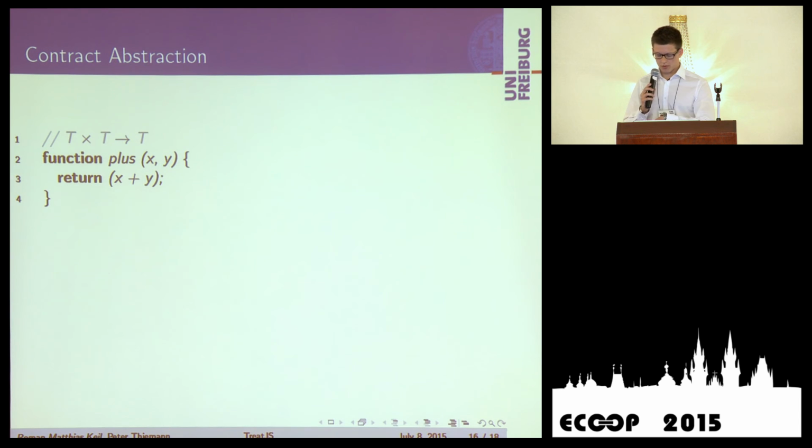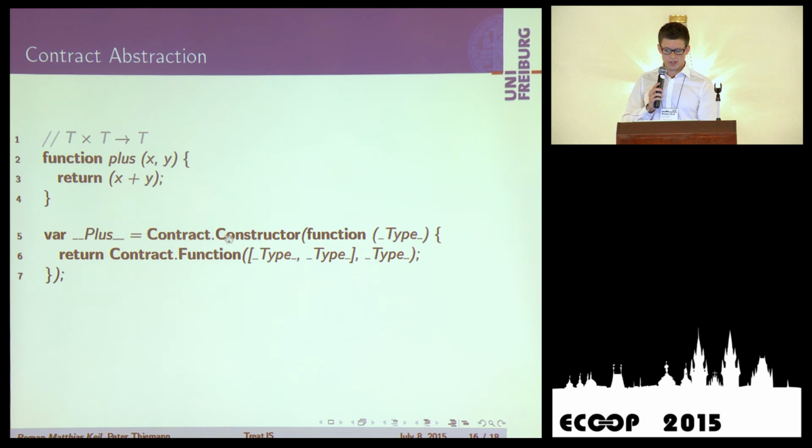Another use of constructors is contract abstraction, which is very similar to polymorphic types. For example, a sensible contract for our plus function could be to specify that both arguments have to be of the same type, and the return has also to be of the same type as the argument values. In TreatJS, we can construct this by using a constructor that first takes some arbitrary contract, and that returns a function contract with exactly this contract in place.